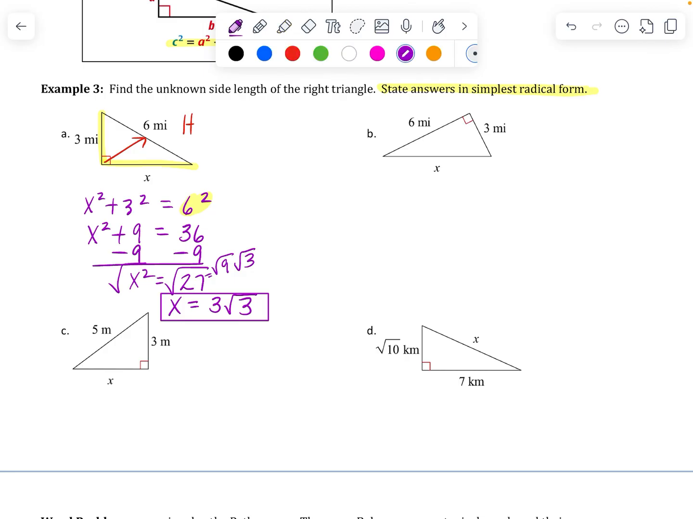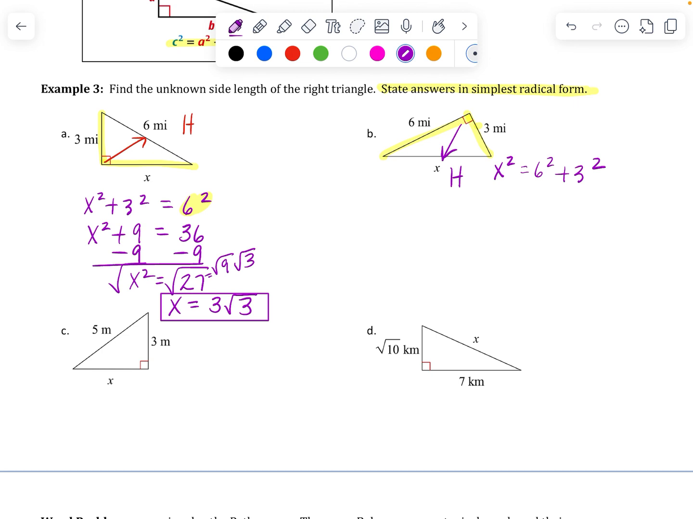All right, in example B, same thing. We know 2 out of the 3 sides, so let's identify the legs and let's identify the hypotenuse. Hypotenuse is across from the 90, so my x is my hypotenuse. My legs are the other two sides that are making the 90-degree angle, making the L in the picture. So the correct way to use the Pythagorean theorem would be to take x squared and set it equal to 6 squared plus 3 squared.